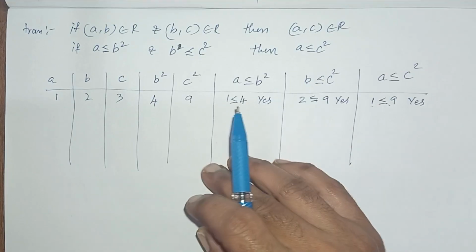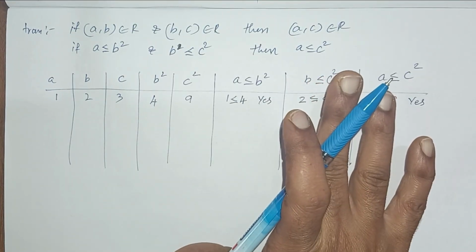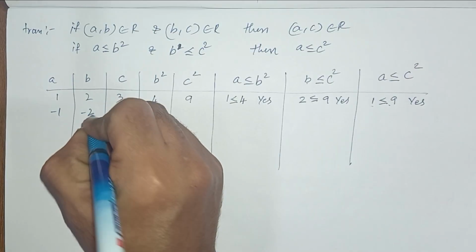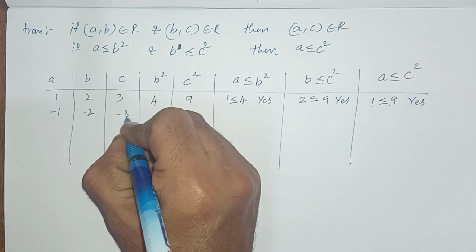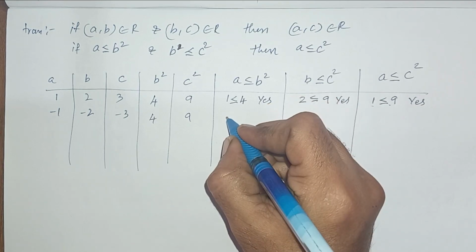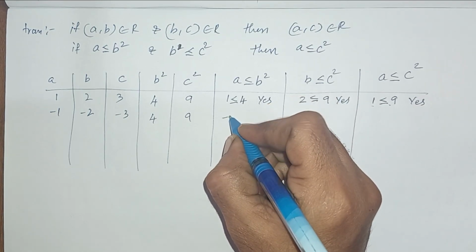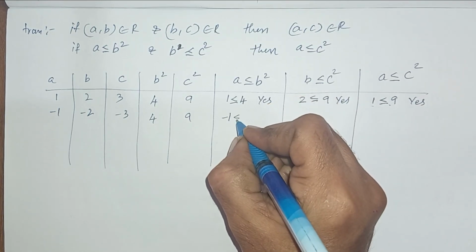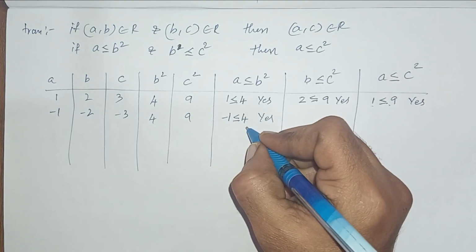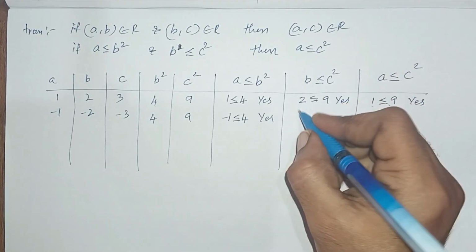So we have to take such values where it proves it is not transitive. Let's take negative values. So minus 1, minus 2 and minus 3. So the squares will be 4, 9. So what will be this? Minus 1 is less than or equal to 4. Yes, minus 1 is less than or equal to 4. It satisfies the condition.